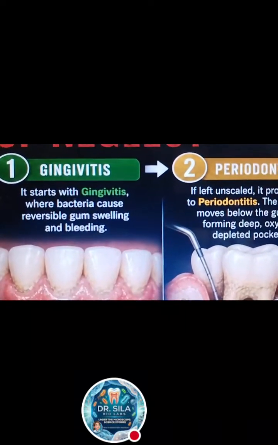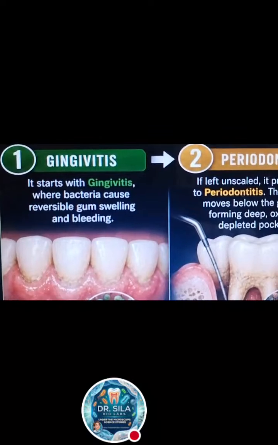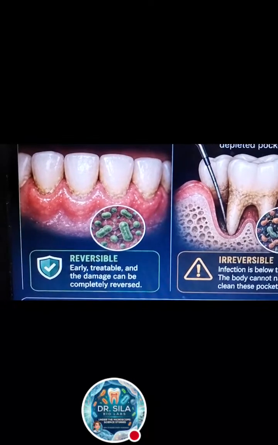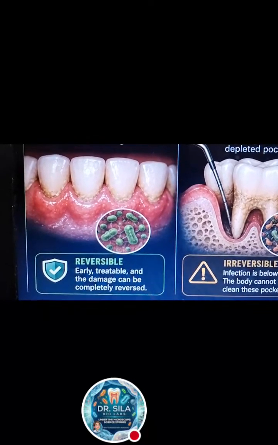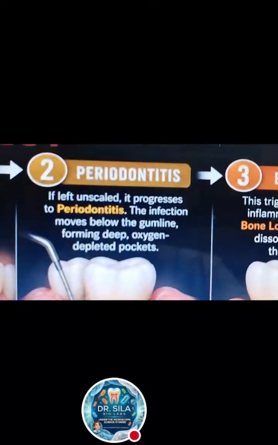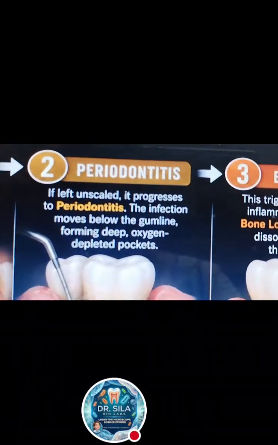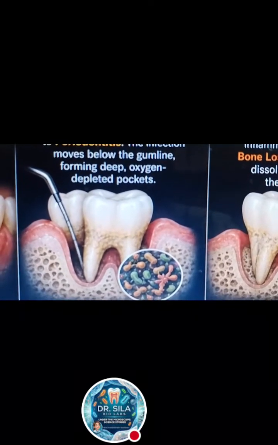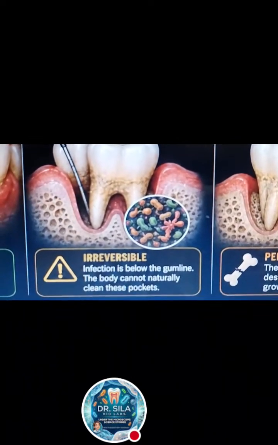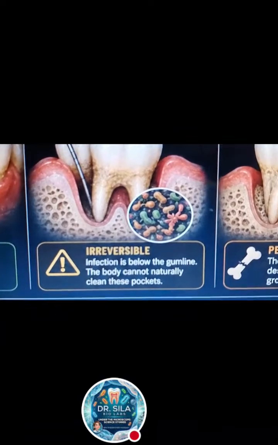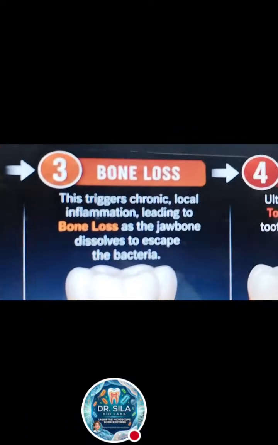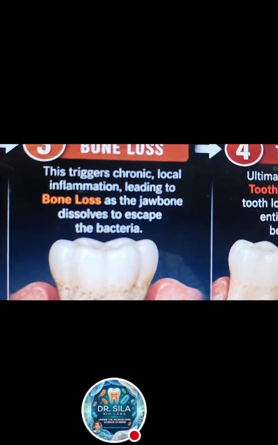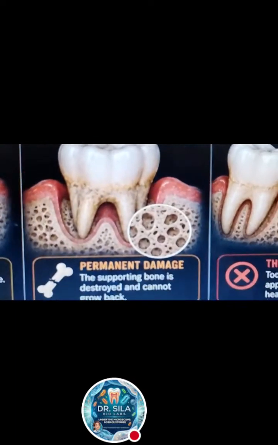It starts from gingivitis, where bacteria cause reversible gum swelling and bleeding. Reversible, early, treatable, and the damage can be reversed. Periodontitis: if left unscaled, it will progress to periodontitis. The infection moves below the gum line, forming deep, oxygen-depleted pockets. Below the gum line, the body cannot naturally clean these pockets.